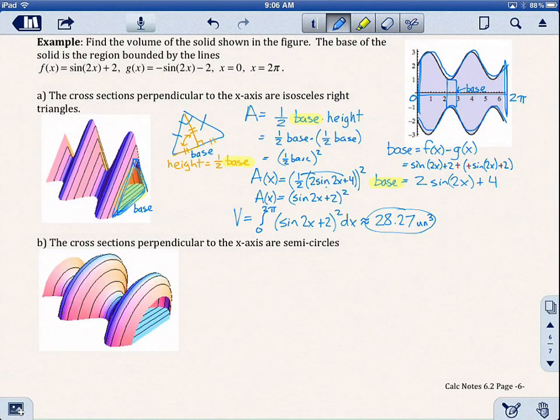So this is the amazing power of calculus. You were just able to find the volume of this shape right there. Pretty unbelievable. Anyway, I want you to go ahead and give letter B a try on your own. Go ahead and pause the video and then come on back when you're done to check your work.